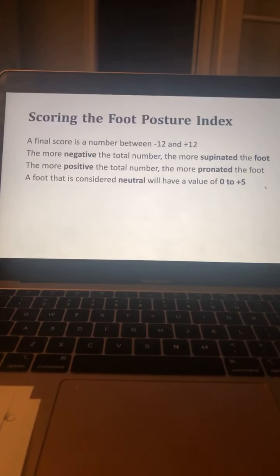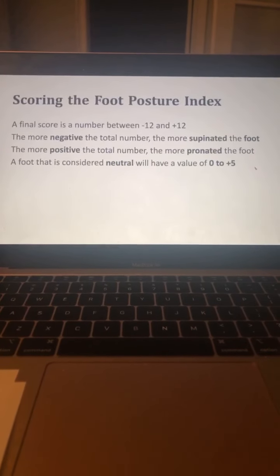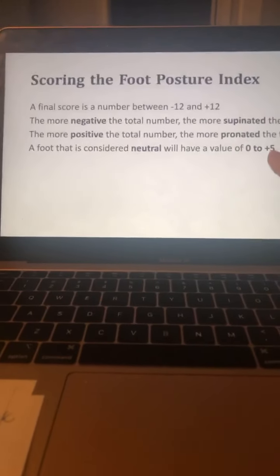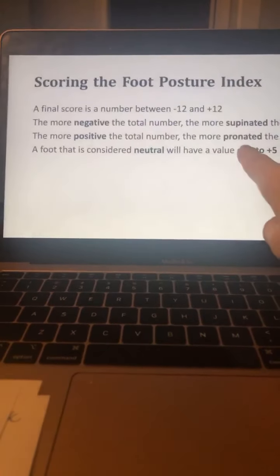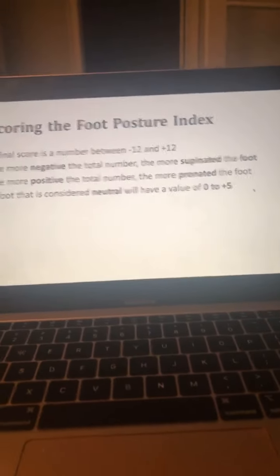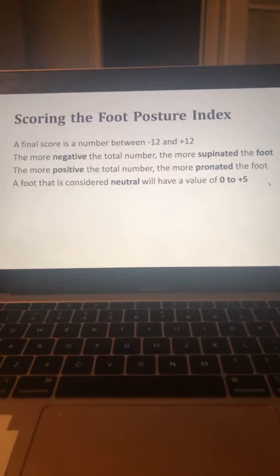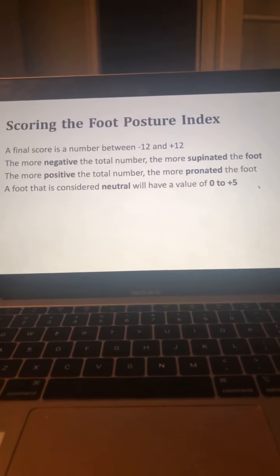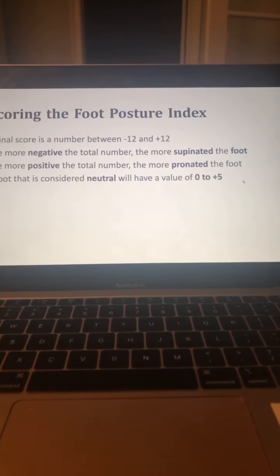What's interesting that I want to point out, which is why I'm showing you the numbers, is what's considered neutral according to the foot posture index is a score of 0 to a positive 5. So do you notice the positive? So the positive 5, positive means pronation, which means that there is a normal amount of pronation in the foot. So normal doesn't mean anything, neutral foot is actually slightly pronated. How about that? So that is something super, super important to understand when it comes to the foot.